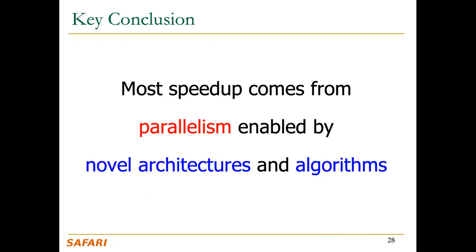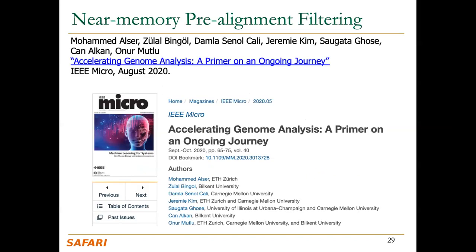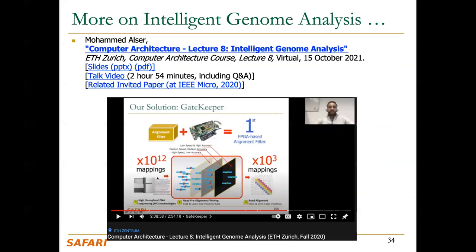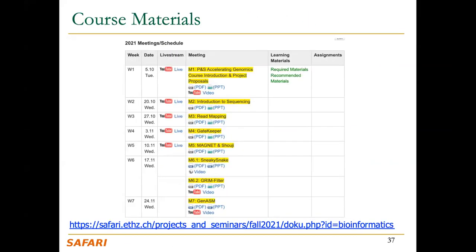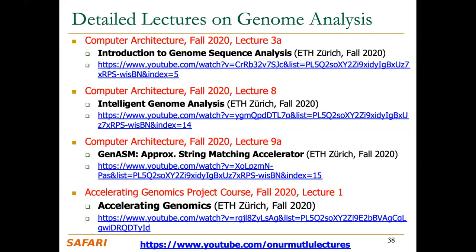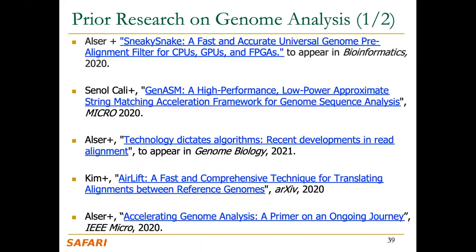All right, as the last slide, the key conclusion here, as we always say, is that most speed up comes from parallelism enabled by both novel architectures and new algorithms. So you always want to have an algorithm that is aware of the hardware you are using. You also want to use the hardware that is the best fit for the algorithm that you design, as we always show in some examples. These are the pointers to study if you are curious about all these topics. Remember, we have two genomics courses. They are already public online from the previous semester, and you can also watch the lectures from this semester as well.